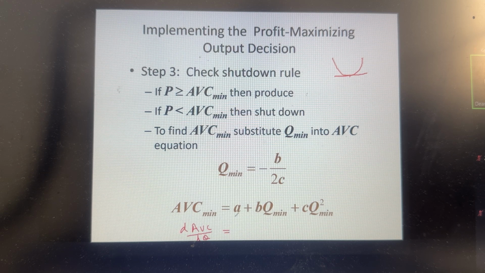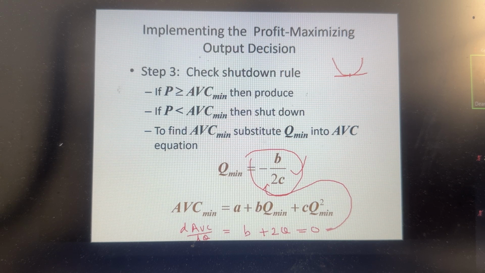And this is constant. Constant becomes 0 when taking the derivative. And here only B will be left, plus 2Q will be there. And this is the slope at this point. Since slope is 0 at this point, you can equate it to 0. And then if you solve this for Q, you can get this type of answer. So AVC comes to minimum at this level of output.